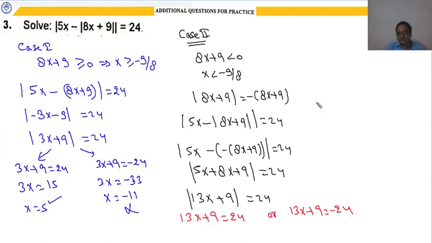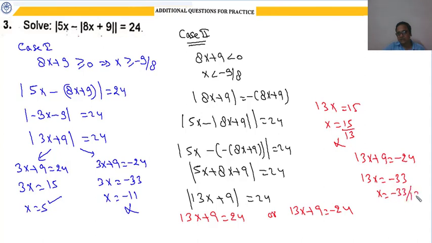So first part gives us 13x is equal to 15, x is equal to 15 by 13. Now this 15 by 13 is not less than minus 9 by 8, so we reject this one. Then we take 13x plus 9 is equal to minus 24. So 13x is equal to minus 24 minus 9, which is minus 33. x is equal to minus 33 by 13. Now this value is less than minus 9 by 8, so we select this value.